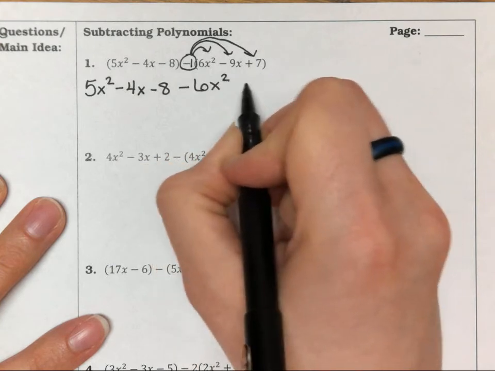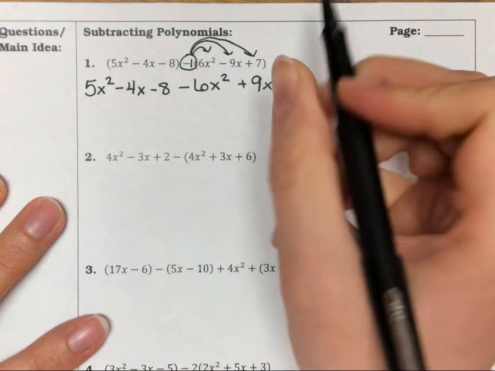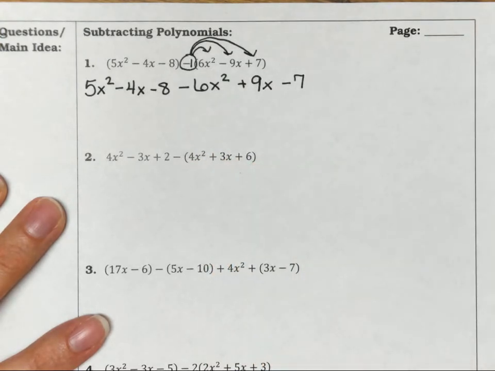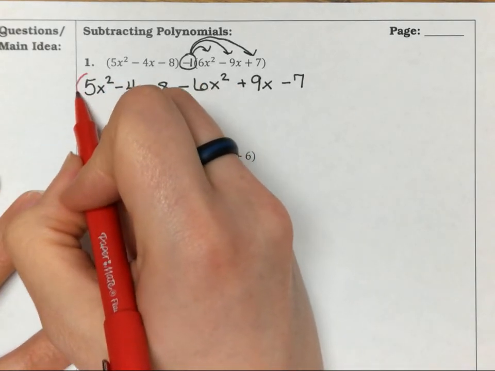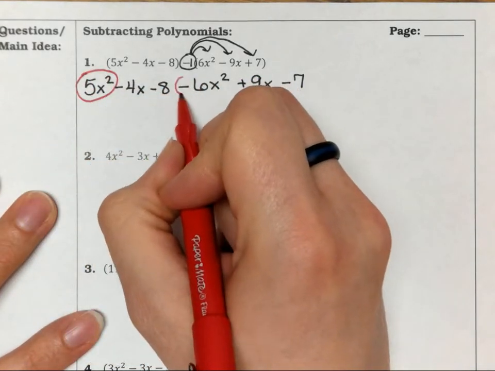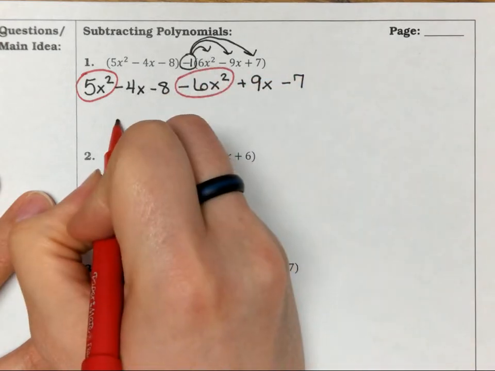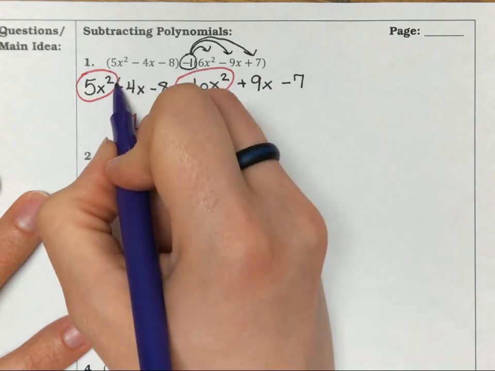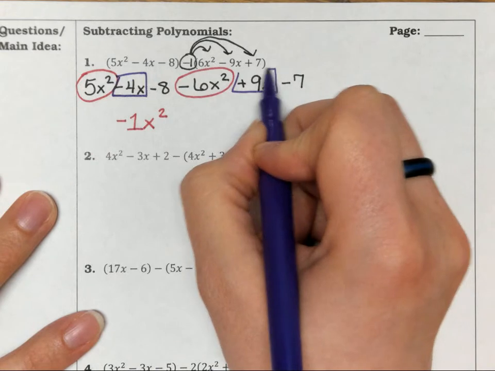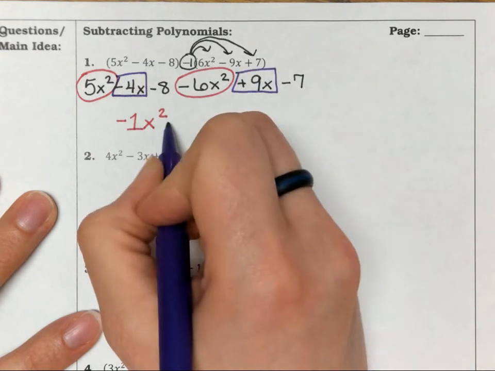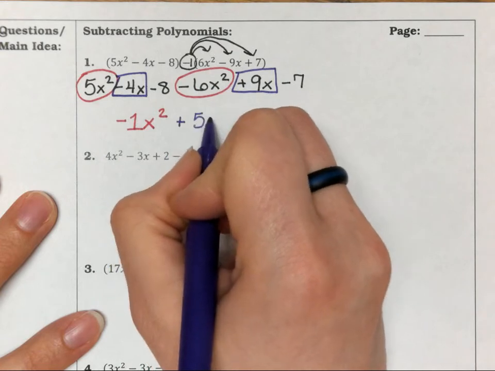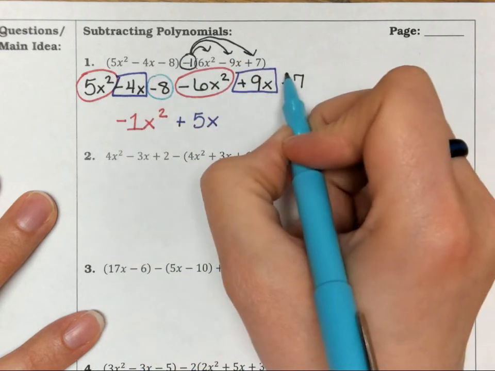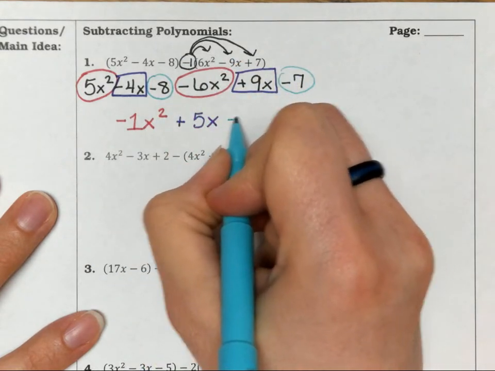Negative 1 times negative 9 is positive 9x. Negative 1 times 7 is negative 7. And now we're just going to go through and add up our like terms. So I have 5x squared and negative 6x squared, which makes negative 1x squared. I have negative 4x and positive 9x. Make sure you're including those signs. If you add those together, you get positive 5x. And then the last part, I have a negative 8 and a negative 7, which added together gives you negative 15.